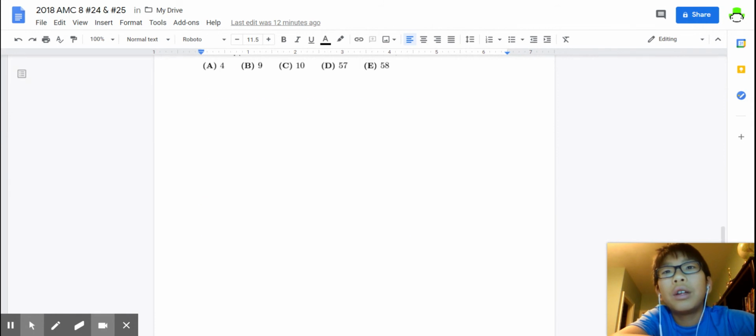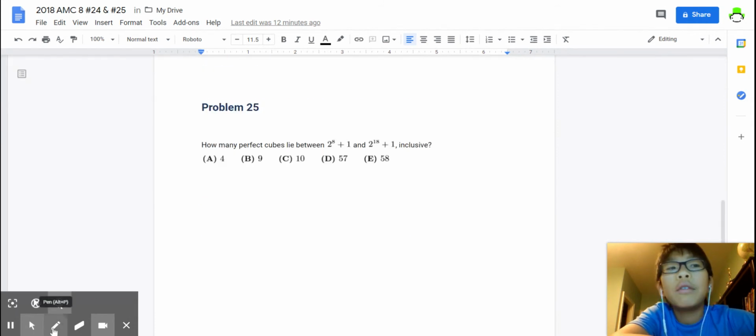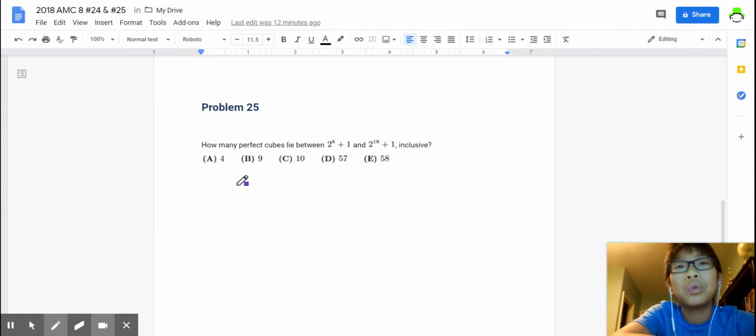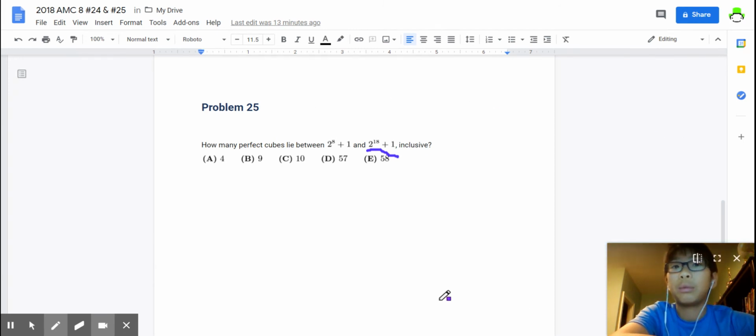Anyways, we're going to move on to problem 25. Problem 25 says, how many perfect cubes lie between 2 to the 8th plus 1 and 2 to the 18th plus 1 inclusive? So this problem seems very tricky because 2 to the 18th plus 1 is a huge number.